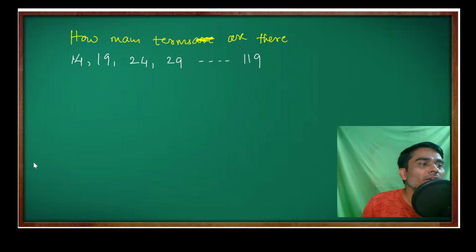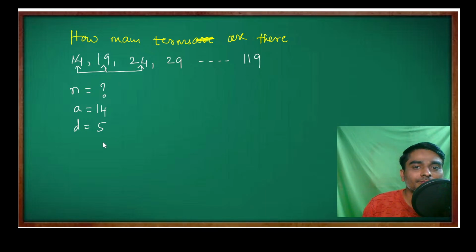119. How many terms are there? That means you should find the number of terms, that is n. You need to find n. What is given? A is given, 14. And D is 5. How did we get D? It is the difference between the preceding and succeeding numbers. D is 5.